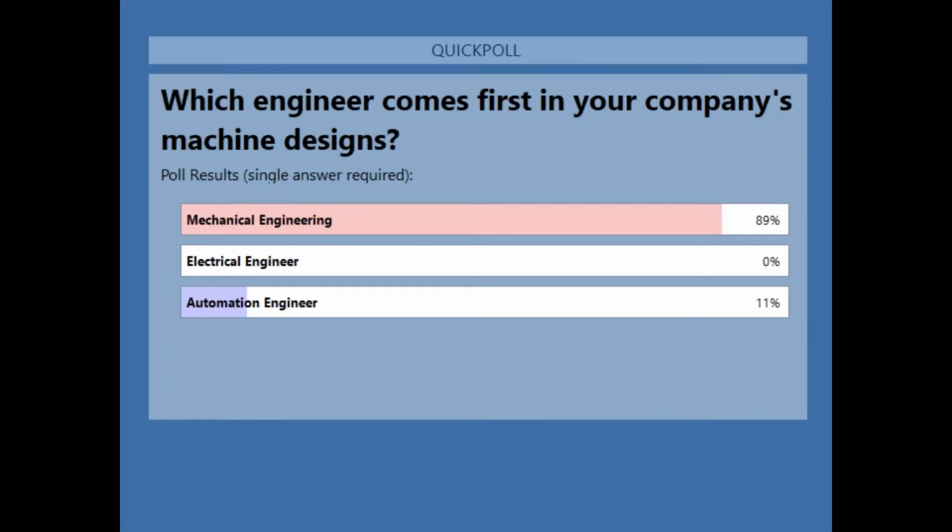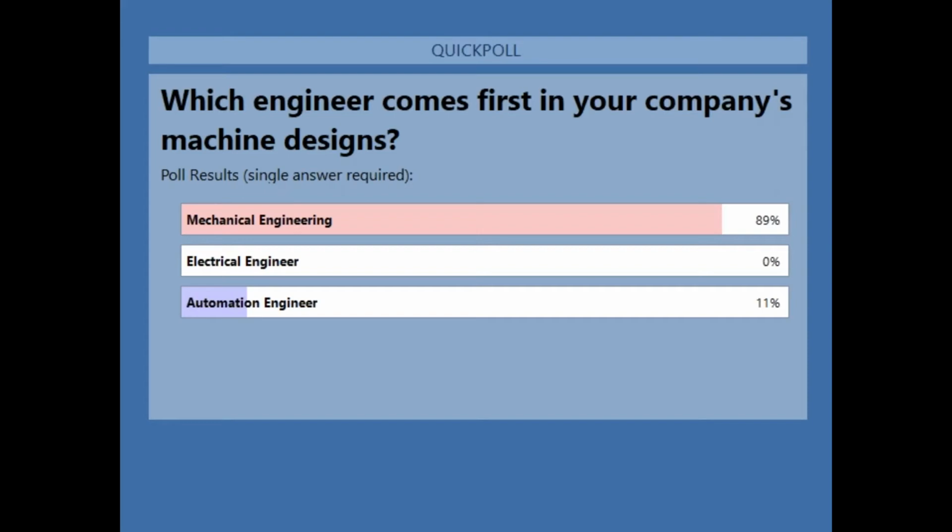Surprisingly, our top answer is mechanical engineering. I'm not sure if I was pushing people in that direction or not, but that's what we're finding when we talk to different companies, different customers about NX Mechatronics Concept Designer: mechanical comes first, and then electrical and automation are just getting squeezed in at the end.